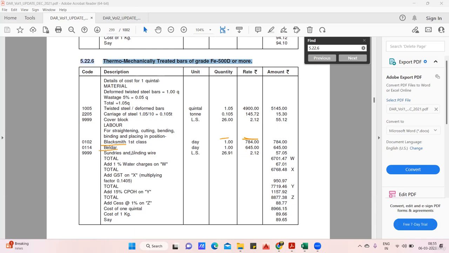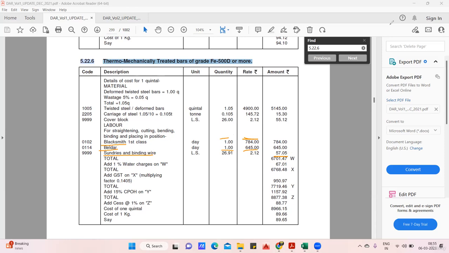Come to the baildar, who will help him in bringing the steel and all. He'll also work for 1 day. The quantity is 1, so the rate is 645. Then again, binding wire, because you require binding wire for tying also. Then some additional cost may come, so again, they have taken some 57 rupees additional cost here.